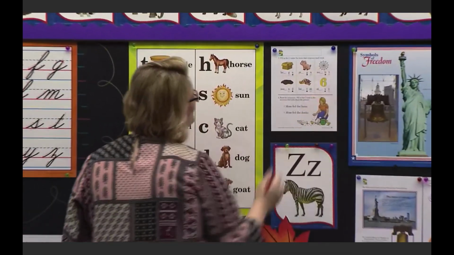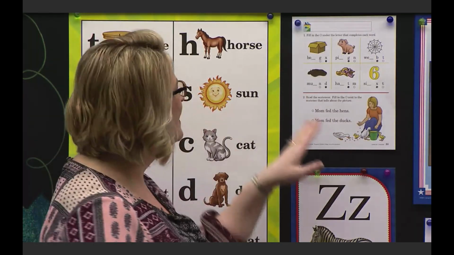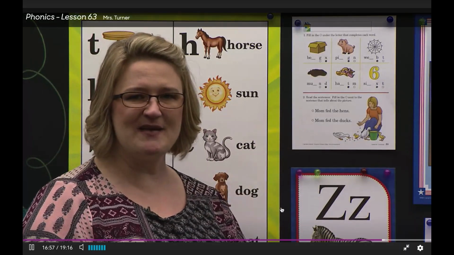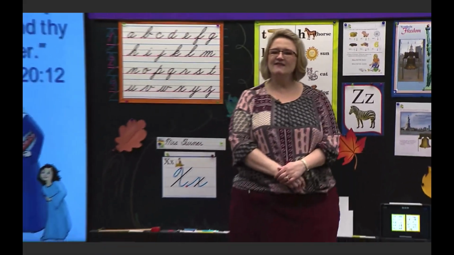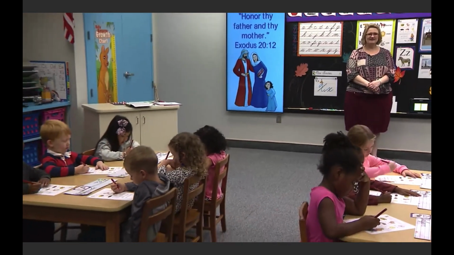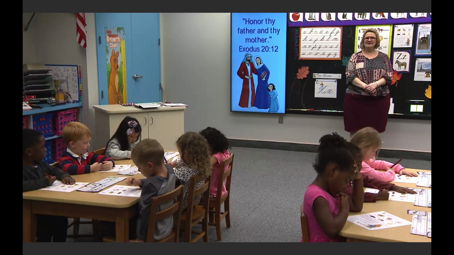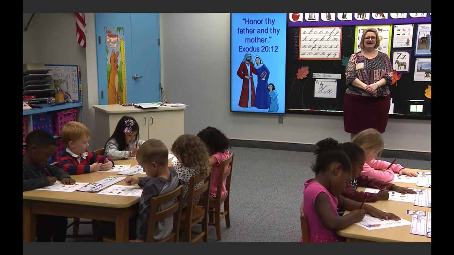Look down here at number 2. You're going to do this independently. The direction says read the sentences, and you're going to do that in your brain so that your friends can't hear you. Read the sentences, fill in the bubble next to the sentence that tells about the picture. You may begin. Remember, our eyes are going to stay on our own paper. We want to make sure that we're using the brain God gave us.